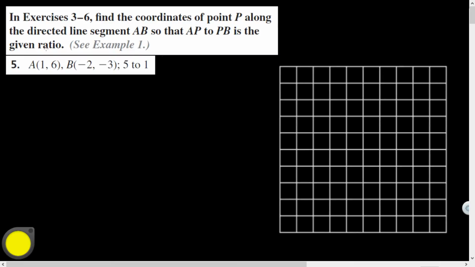Here's question 5. This is neither perpendicular nor parallel. This is a directed line segment AB. So I'm imagining from A to B. Let's actually draw this. Why not, shall we?